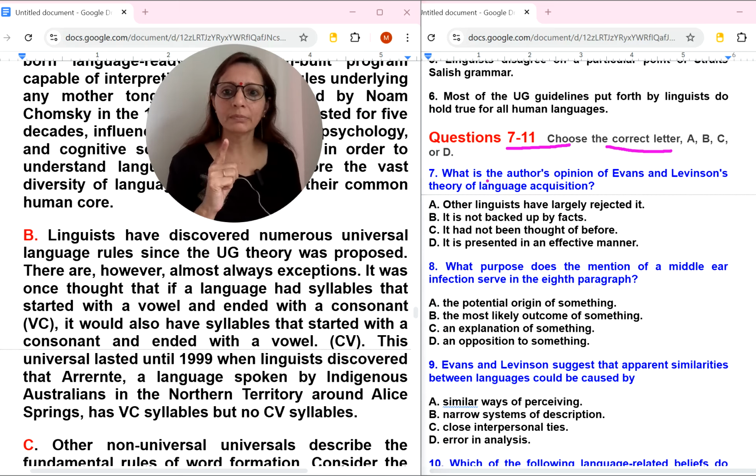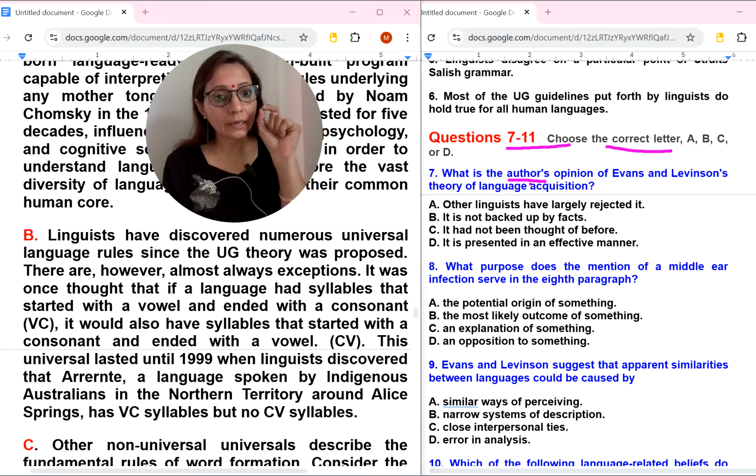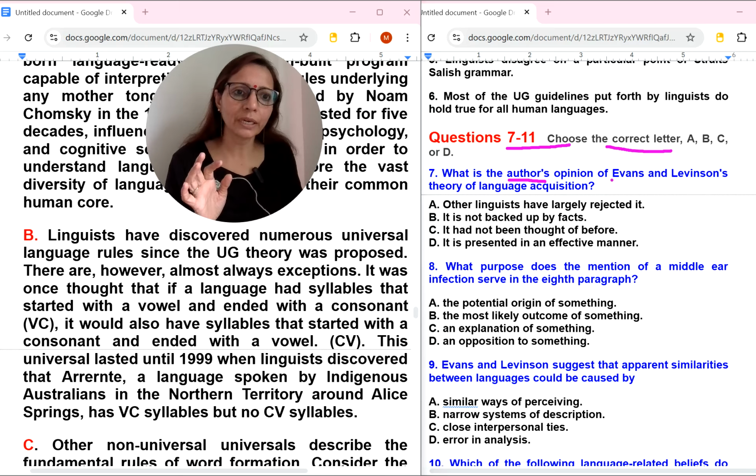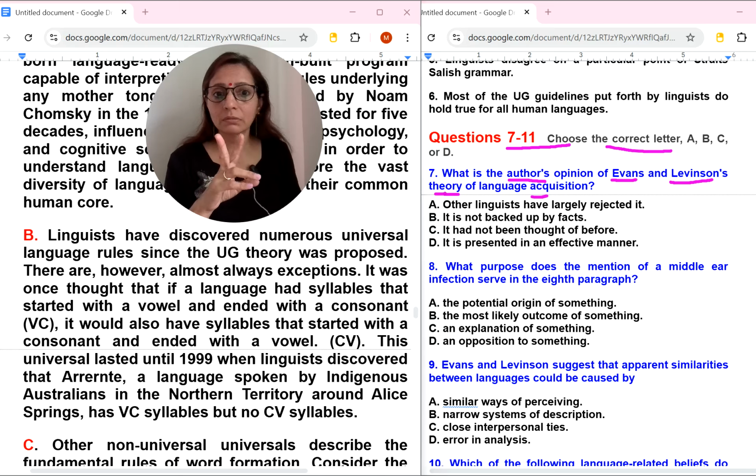So let's read it. What is the author's opinion? What I am doing is trying to understand the question statement. I am trying to get the keywords for finding the location. For finding the location I have found Evans and Levinson's. Now try to understand the demand of the question statement. What is the author's opinion of Evans and Levinson's theory of language acquisition? So we need to find what these two persons' theory about language acquisition was.